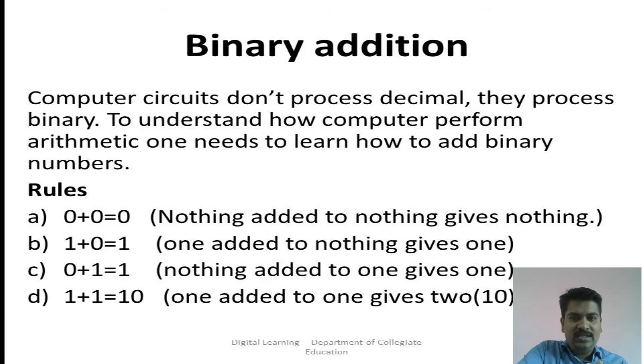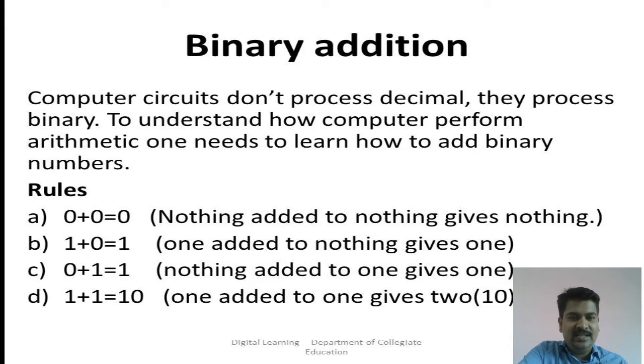The first rule is 0 plus 0 will be 0. It looks very simple, but this is related to binary numbers. That is why we need to understand this. In a sense, if nothing is added to nothing, it gives you nothing. And the second rule is 1 plus 0 will be 1, because these are binary numbers. Be careful, not the decimal numbers. 1 added to nothing will give 1.